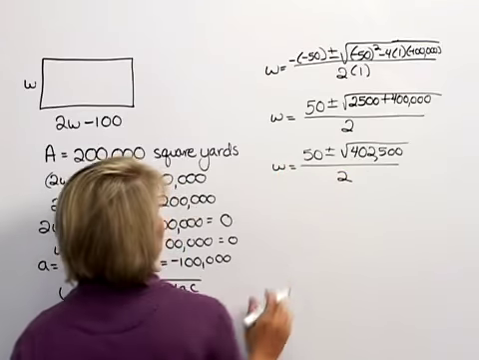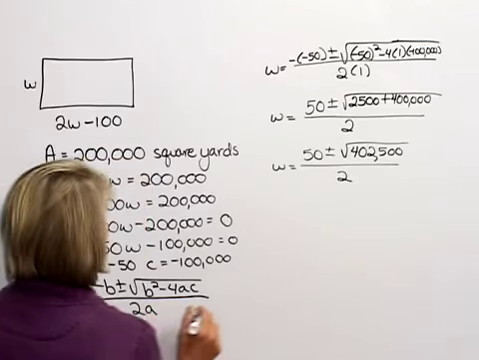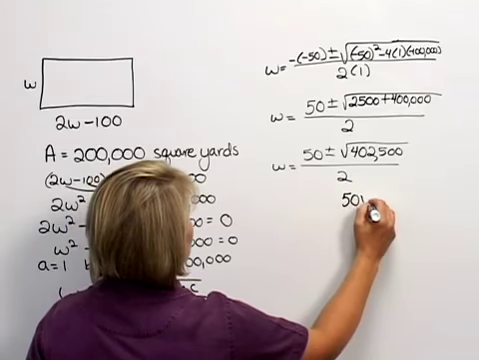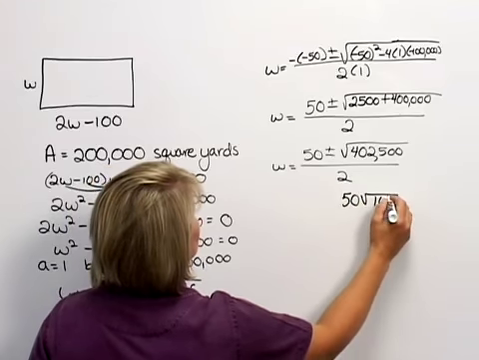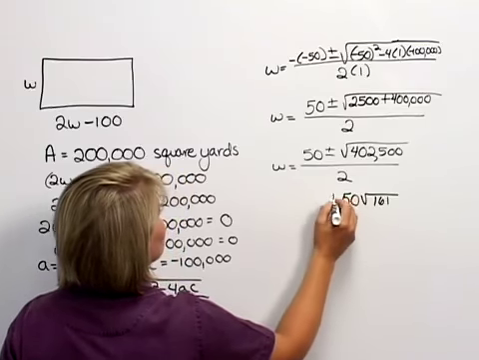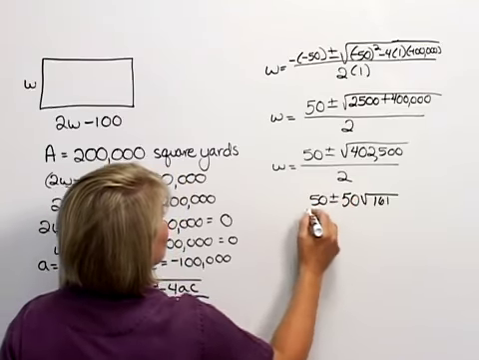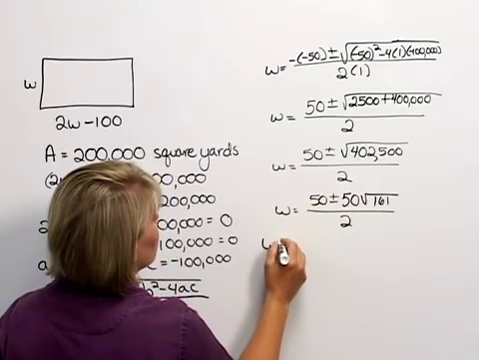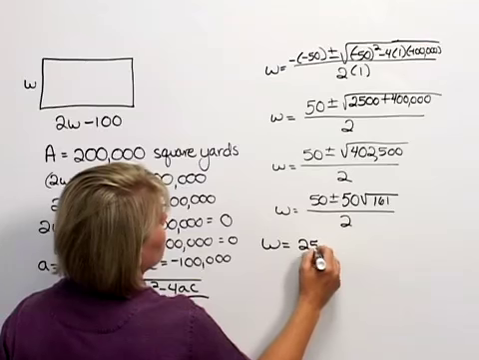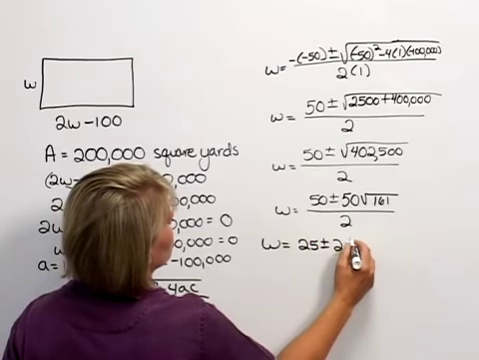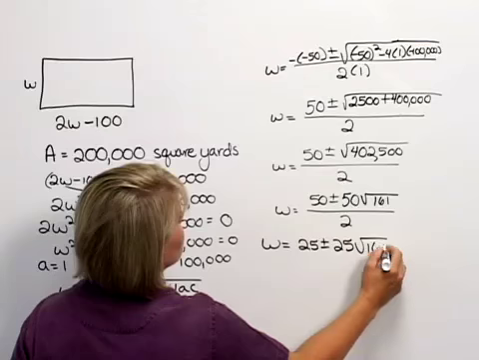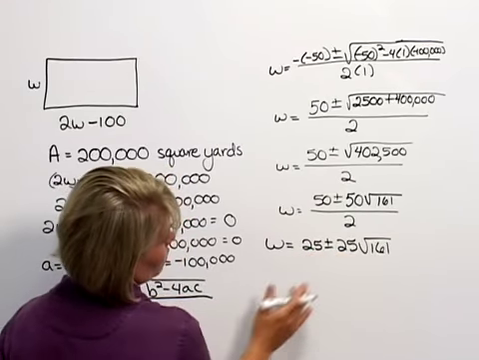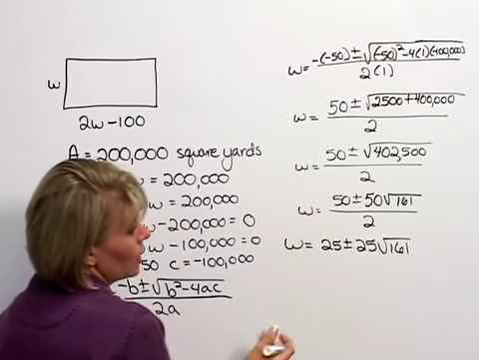We now can simplify that square root. That square root will simplify into 50 square root of 161. You could do that off to the side if you need to. And that's all over 2. If we divide 2 into each of these, our width is going to be 25 plus or minus 25 square root of 161. However, if you take 25 and subtract 25 square root of 161, you get a negative width.